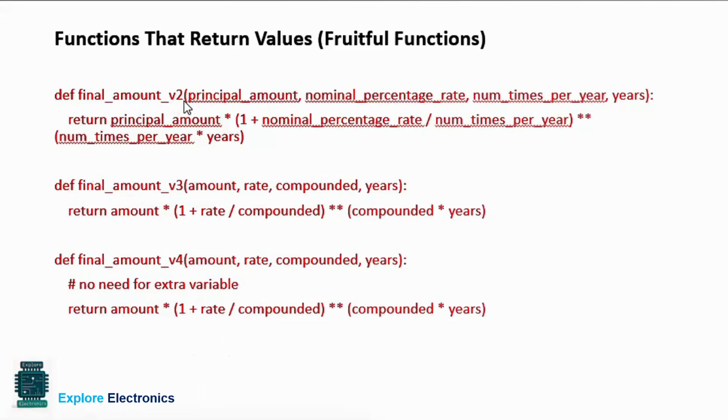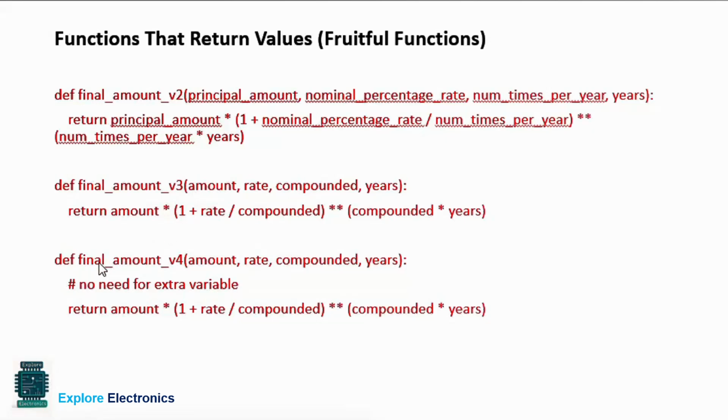Here in V2, we have used descriptive variable names. In V3, we have used shorter names. You can observe we have used shorter names with the same formula. The formula doesn't change. For example, define final amount V3, with amount, rate, compounded and years. We have taken shorter variable names. Return amount into 1 plus rate divided by compounded, whole power of compounded into years. The formula is the same, and it will calculate the compound interest based on the given input.